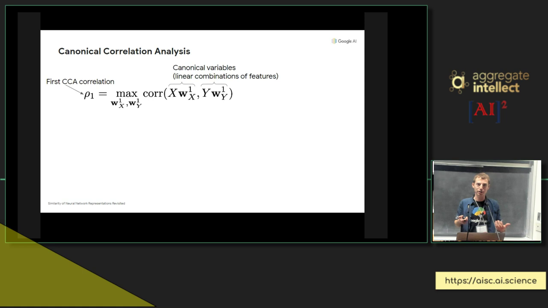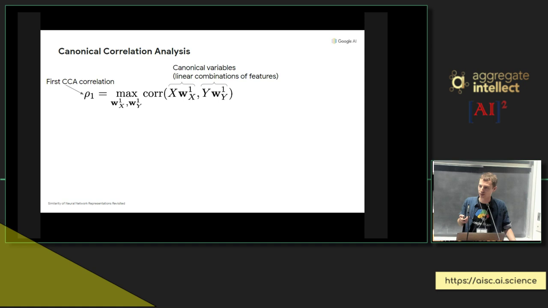So the idea behind canonical correlation analysis is that we compute this first CCA correlation by finding some linear combination of the features from X and a linear combination of features from Y such that their correlation is maximized. And the number that comes out of that is this first CCA correlation.